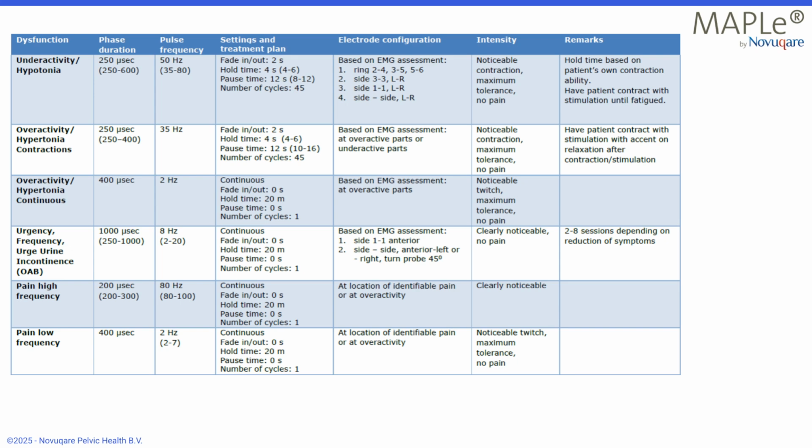Pre-programmed ES settings, vaginal and anal. The app provides predefined settings for various dysfunctions, including underactivity, hypertonia, overactivity, hypertonia continuous, urgency, frequency, urge, urinary incontinence, OAB, overactive bladder, high and low frequency pain management.